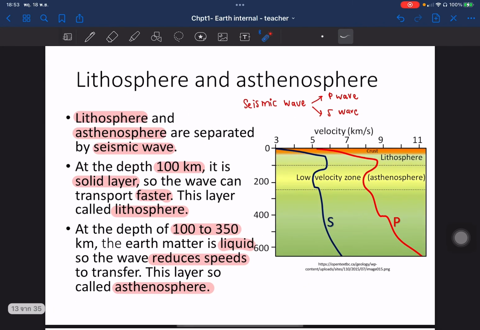Okay, and we can study the lithosphere and asthenosphere by using seismic waves. The seismic waves contain P wave and S wave. For the first 100 kilometers, it is a solid layer, so the wave can be transferred very fast through the first layer. This one is so-called the lithosphere. But when it passes into the next 100 to 350 kilometers, it turns into a liquid-like, softened rock, so it reduces the speed of the wave transfer. So we can call this area the asthenosphere.